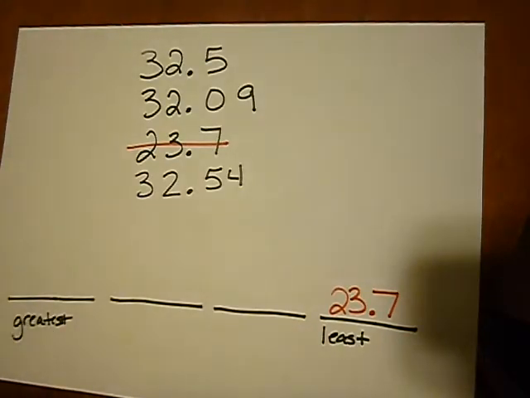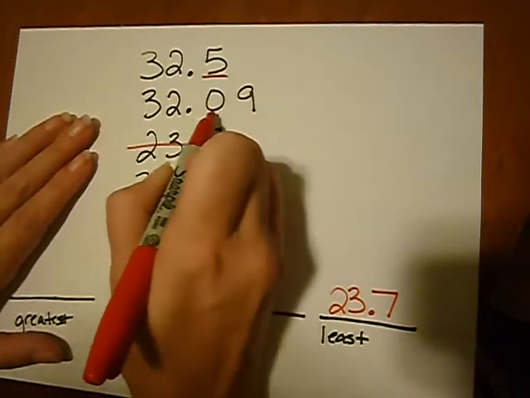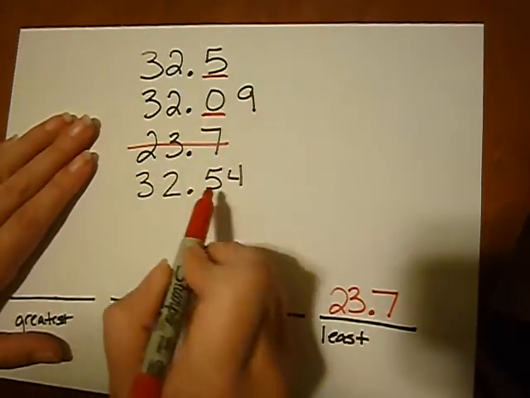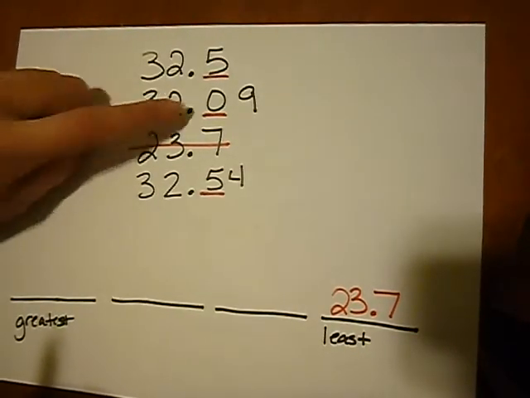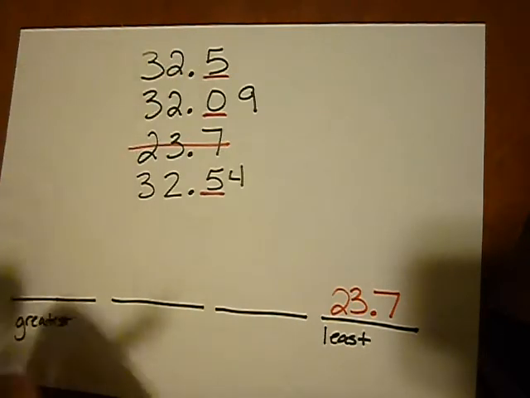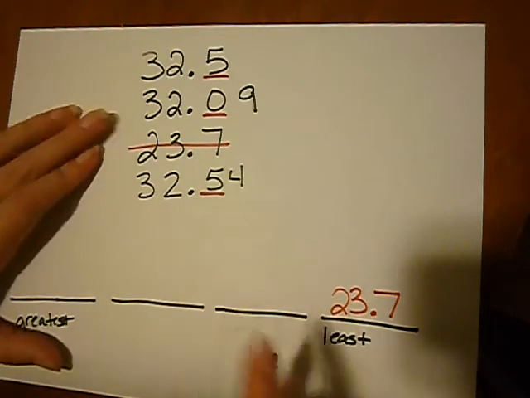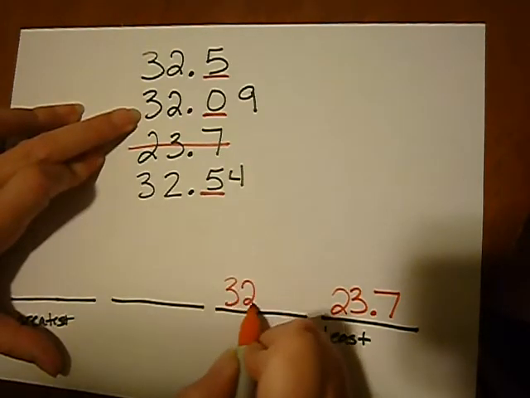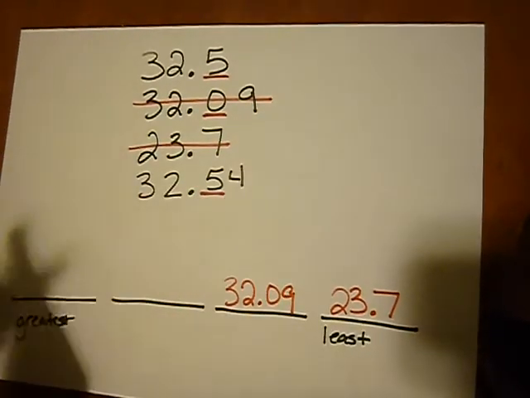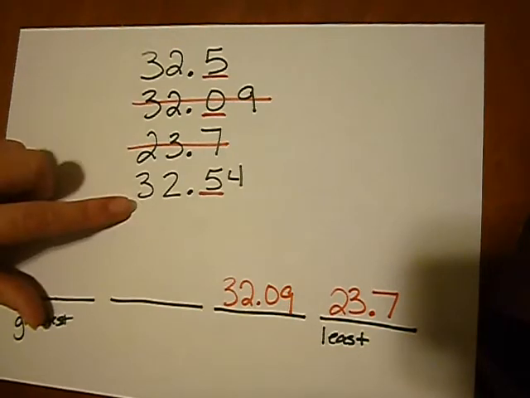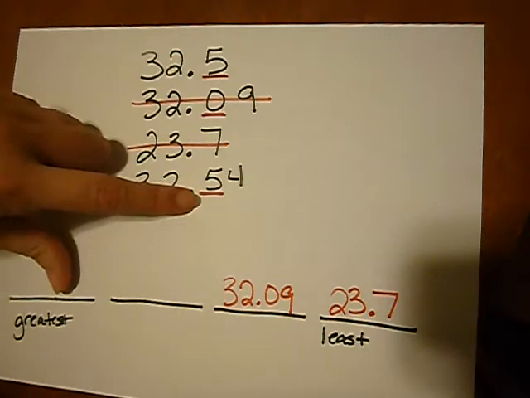Okay, then I need to focus on the tenths place. So I have 5/10, 0/10, or 5/10. Well, I know that this one is going to be the least because 0/10 is less than 5. So I'm going to go ahead and write that as my next smallest decimal. 32 900. And then I can take it off my list. So now it's between these two final decimals. They both have 32 as whole numbers, and they both have 5/10.